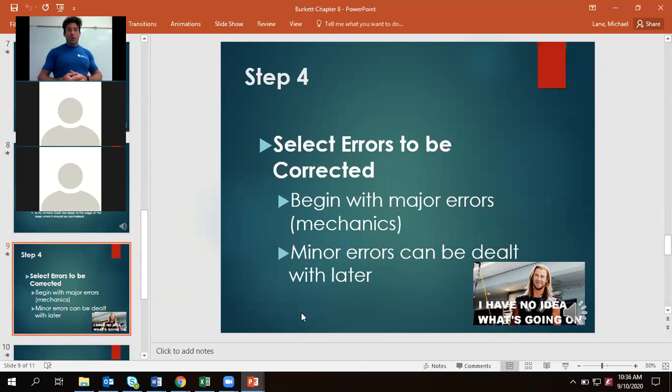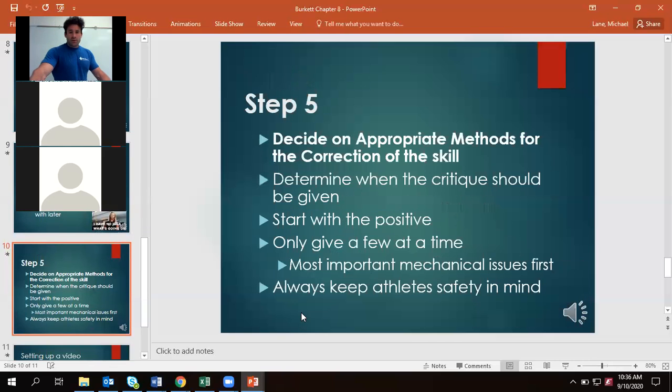Are they lining up their knee in an unsafe position? We want to focus on the things that are the major errors that are likely to harm them. And then we want to start to work with the minor errors, the little tweaks we can do to help enhance their performance with time.